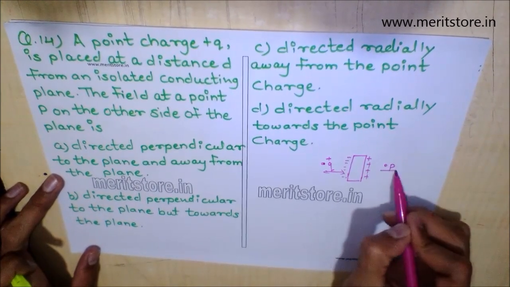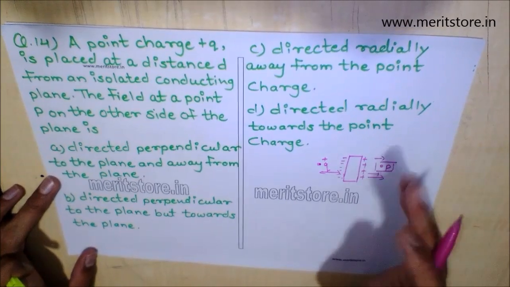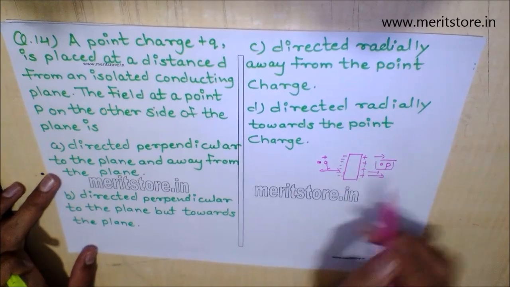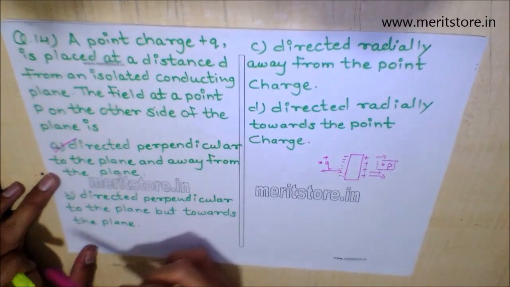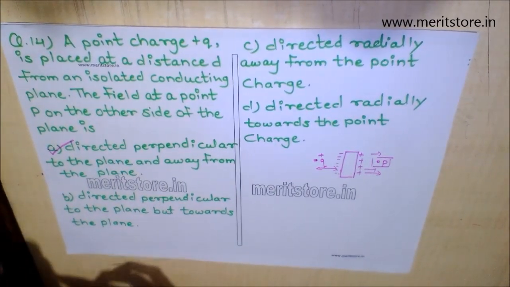So the electric field at this point P will be perpendicular to the plane, and it will be directed away from the plane. So the option is A: it will be directed perpendicular to the plane and away from the plane.